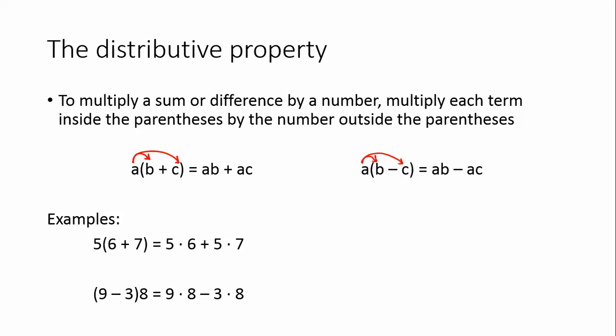So for our examples, we have 5 times 6 plus 7. So we can do 5 times 6 plus 5 times 7. That would give us 30 plus 35, or 65. Similarly, subtraction, with the number on the right side of the parentheses: 9 minus 3 times 8 is 9 times 8 minus 3 times 8. So that's 72 minus 24, that's 48.